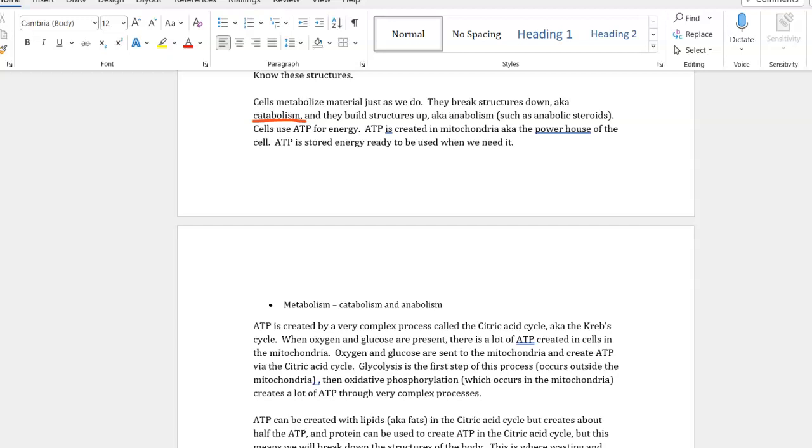If we have protein and we're creating bigger, stronger muscles, that's called anabolism. We deposit more protein into the muscles. Those help to create bigger, stronger muscles. Okay, so those are two very important definitions for metabolism. And metabolism is simply the chemical functions that happen in our body.